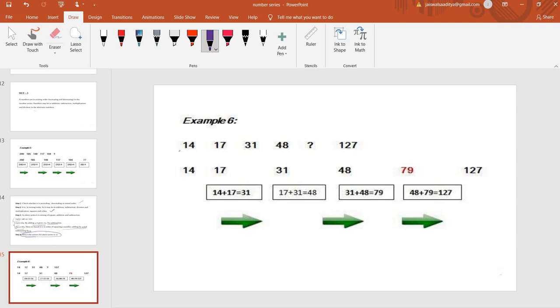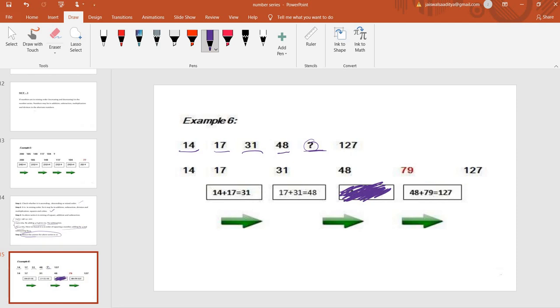So here the first number is 14, the second number is 17, then 31, 48. Then we have to find the pattern. For now we will just write the solution. Sorry, this is what we have to write.